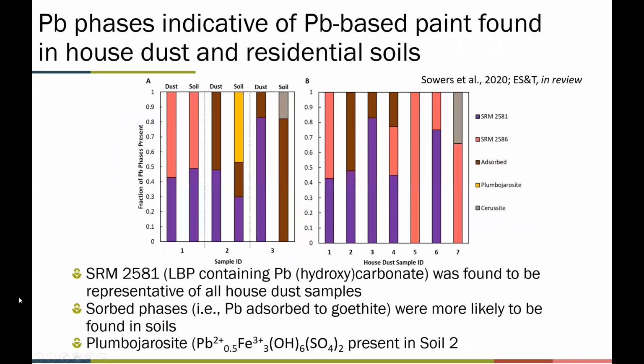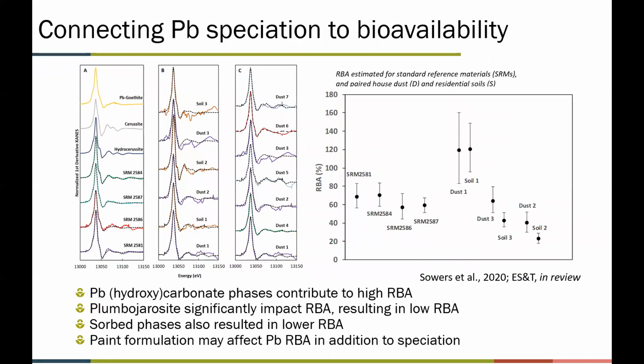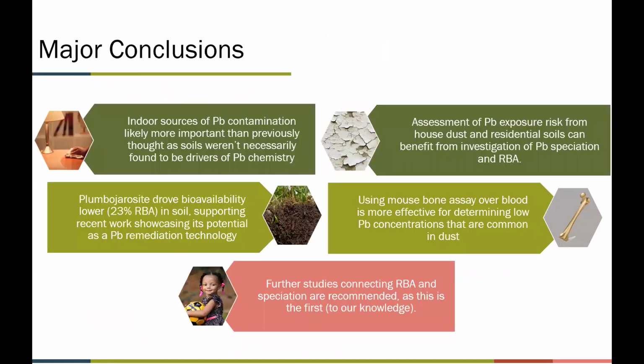Here we can see in summary that all house dust samples had a lead carbonate or hydroxycarbonate phase, and that although dust and soil phases are related, dust had contamination that seemed to be unique to interior sources. So that's something of need for a future investigation. Additionally, it helps to resolve our relative bioavailability, where we see increases and decreases that may be resolved by speciation analysis.